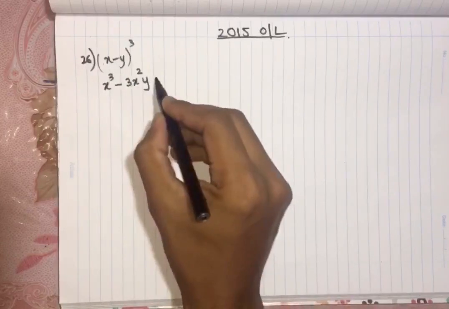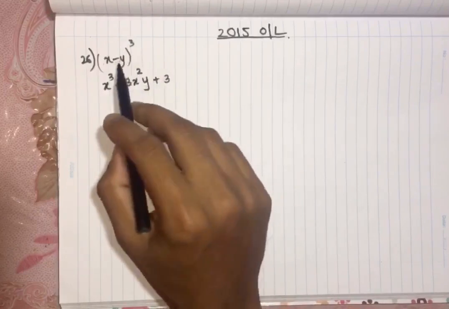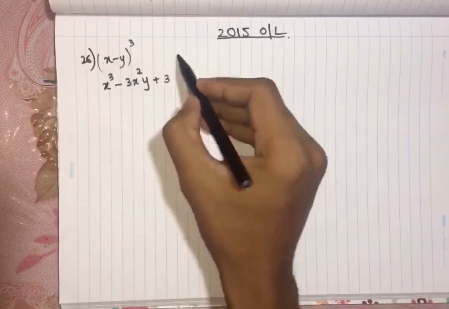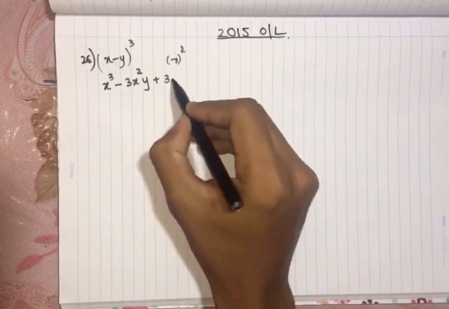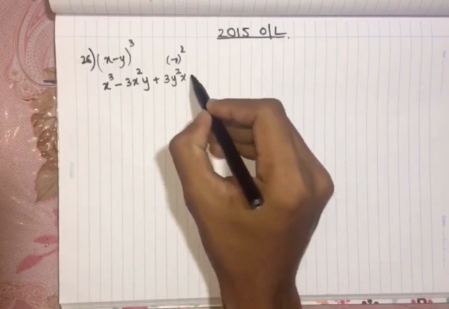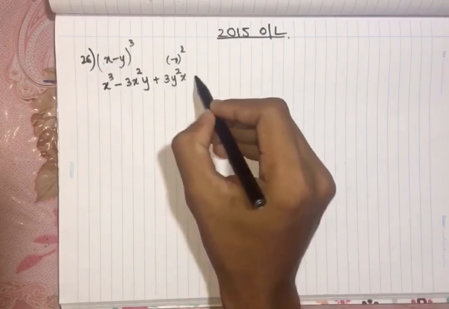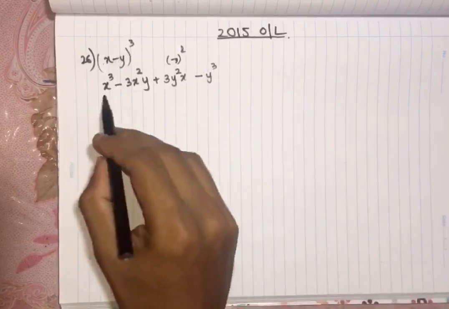Next we'll go to plus. Now you have 3, same way. Now you take the minus y squared. Therefore it will become plus. That is why we get a plus here. So I'll write it this way: y squared into x, plus, now again you get minus what cube? y cube. Okay, this is the way of expanding.